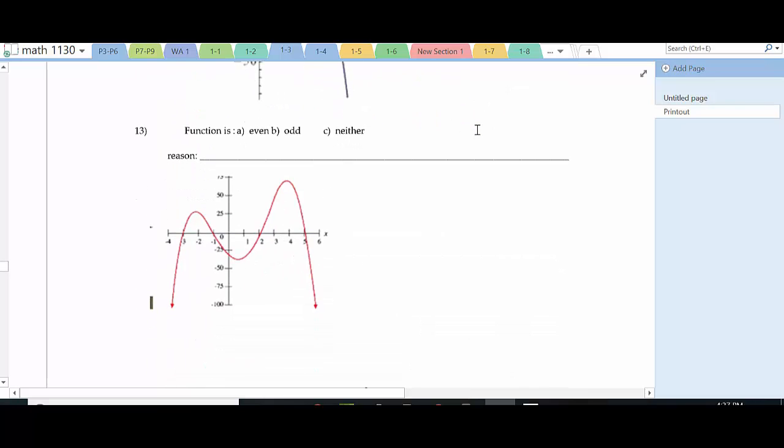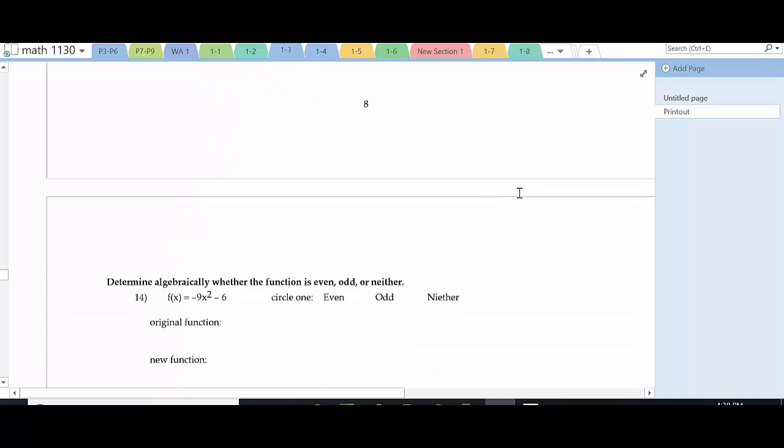What do you think on this? Yeah, that's neither. That doesn't have any symmetry at all, so you can just put on there that there's no symmetry. So odd goes with origin, even goes with y-axis. Otherwise, it's neither. All right, any questions on that?